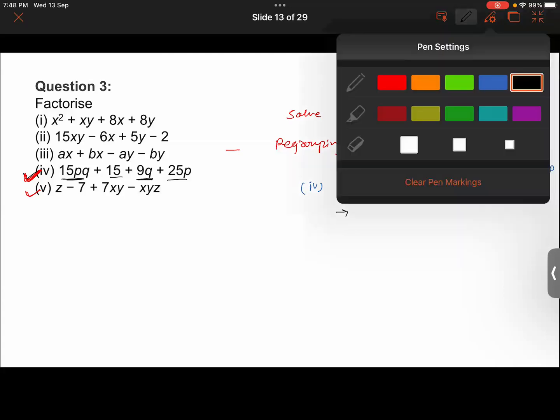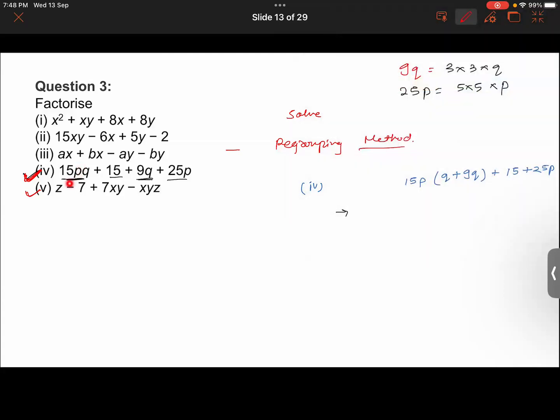Look, if you look here at 15PQ and this 9Q, do they have common terms? Q is common. You can take 3Q common in both of them. This 15PQ is 3 times 5 multiplied by P into Q, and this 9Q is 3 multiplied by 3 into Q. What do they have common? Q and this 3. So 3Q is common. Am I audible now? Yes, right now you're audible.